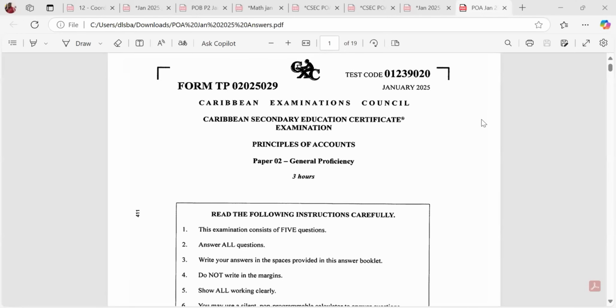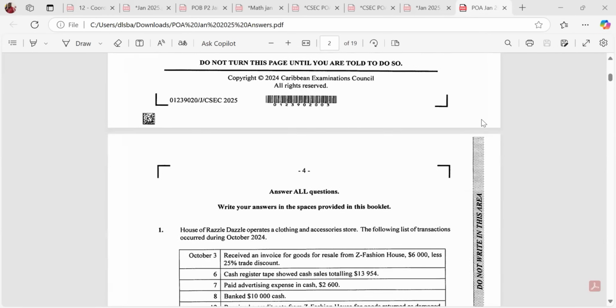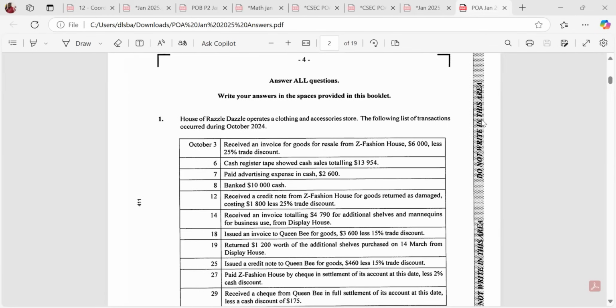All right, so in my opinion, this is one or was one of the easiest POA papers we had in a while. This paper here. The first question was a journal question. This is stuff you would have done in Form 4, literally would have done in Form 4.